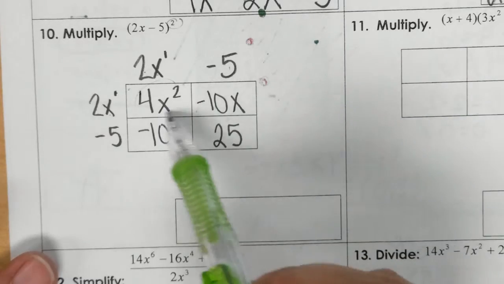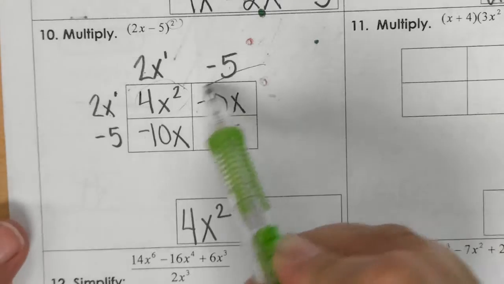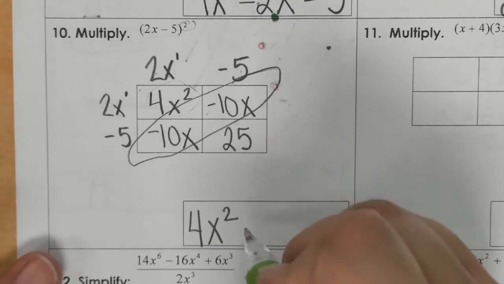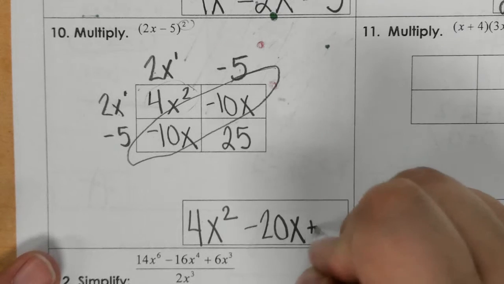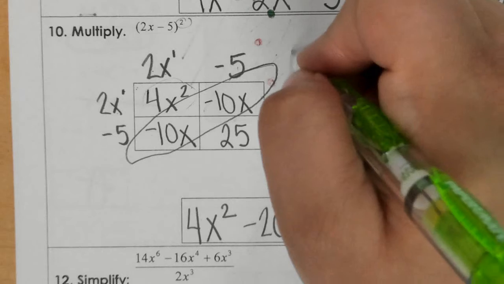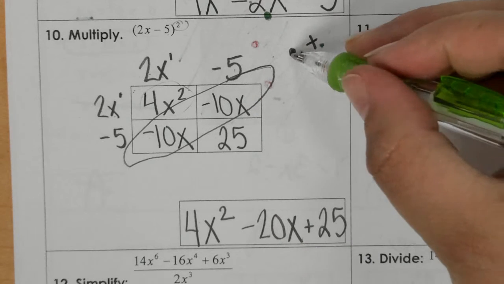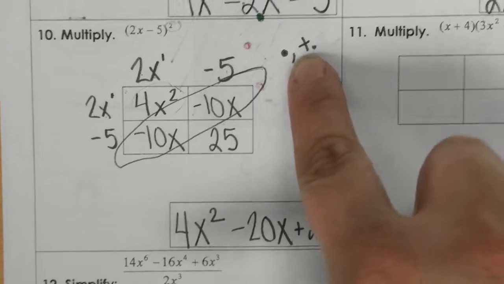So the first term, just rewrite. The second term, we combine those together, and negative 10 plus negative 10 is negative 20x. And then 25, you just put plus 25. Okay, so remember that you're multiplying big numbers and you're adding exponents. And then that rule also applies to number 11.